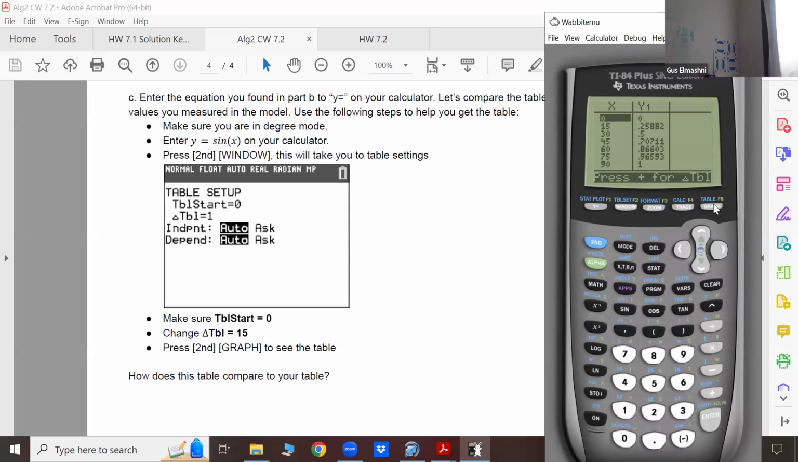So it actually shows you, and if I simply scroll down, you can see the symmetry that's happening. Then it becomes negative afterwards, and then it goes down to -1, and it repeats itself. And then when you get to 360, a full circle, it repeats itself again.